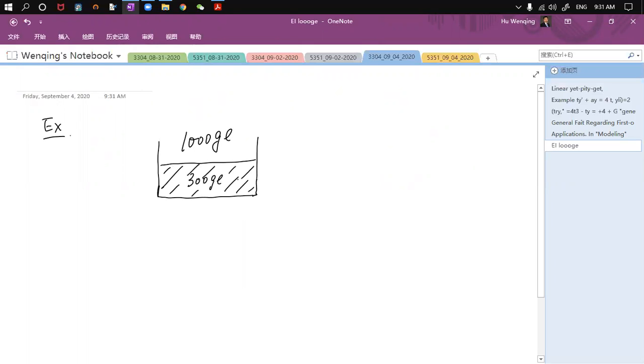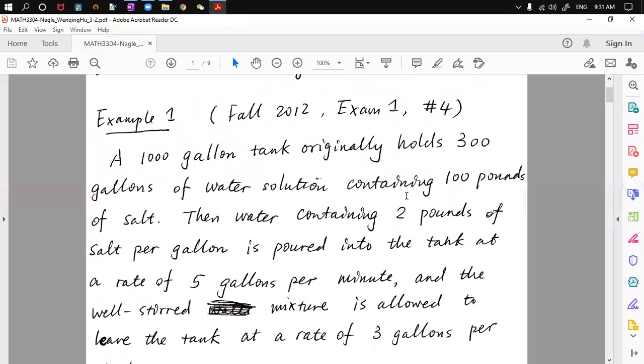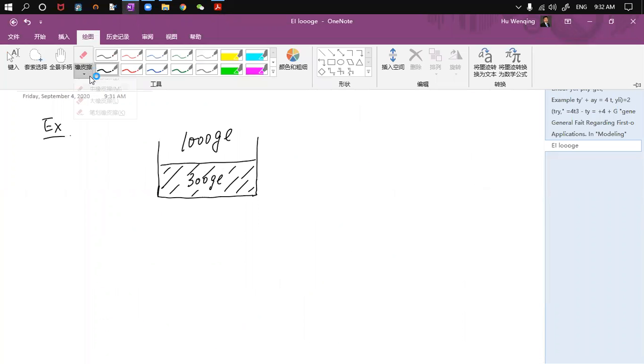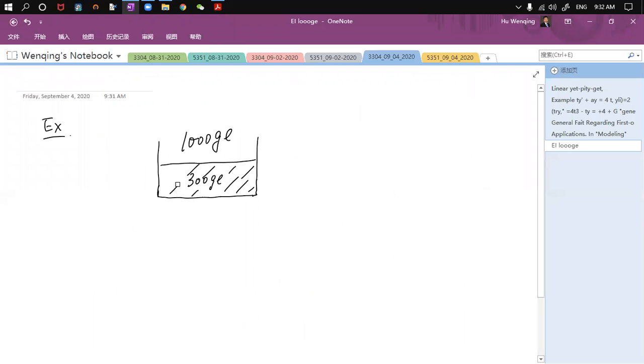Then it says that it contains, well, it's not exactly pure water, so I apologize for that. It's a water solution containing 100 pounds of salt. So there is salt in the water. That's 300 gallons of water solution with 100 pounds of salt.